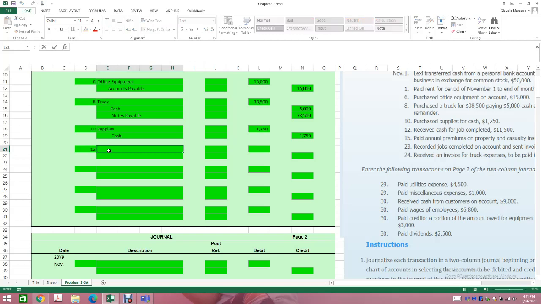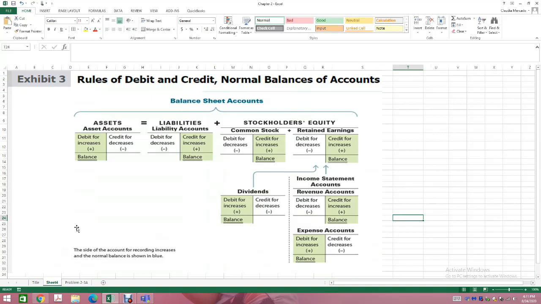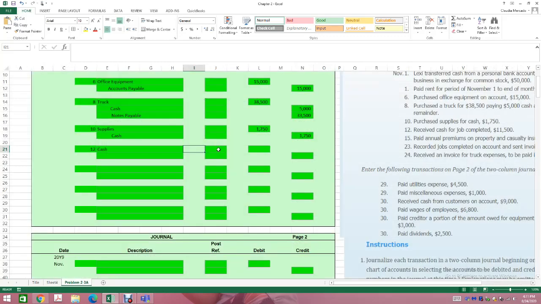Well, what happened? Well, the customer paid you $11,500. So now you have money. Now your cash increased. Okay, so if your cash goes up, you debit. Okay, cash increases, you debit it. Okay, so cash increases and the amount of cash was $11,500. And I'm getting this from the 12. I'm looking at the 12 right here.